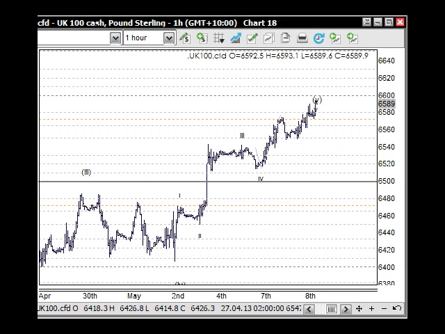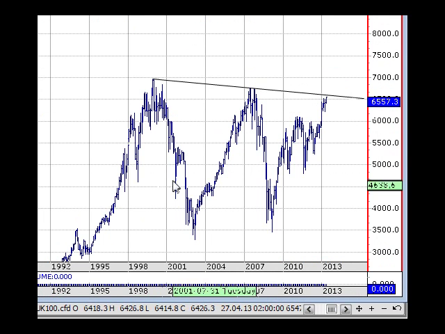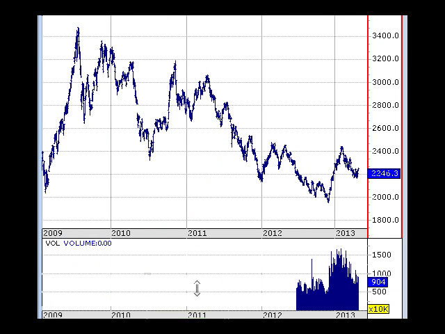Okay, so coming into Australia. Before we go into Australia, I just want to have a look at the Shanghai market. So just bear with me while I get that set up.